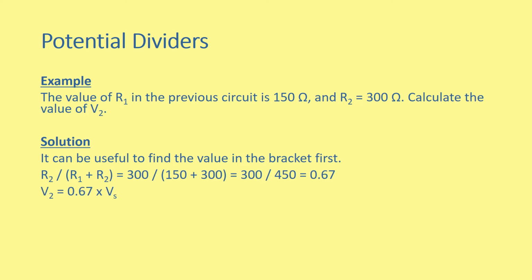So V2 is going to be equal to 0.67 times Vs, just as R2 is 0.67 times RT. We take our supply voltage as being 12 volts. V2 is going to be equal to 8 volts.